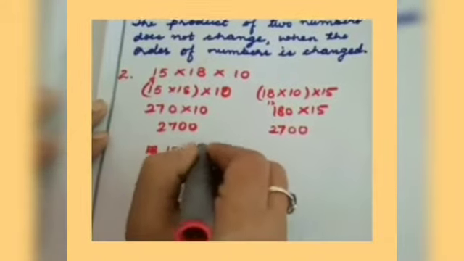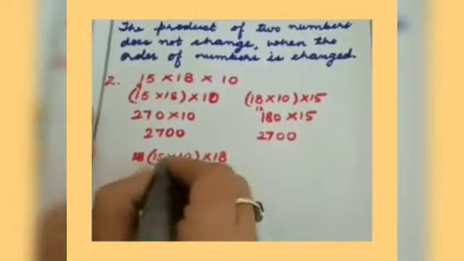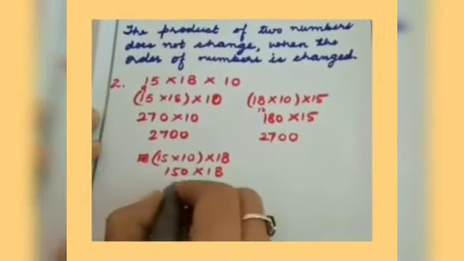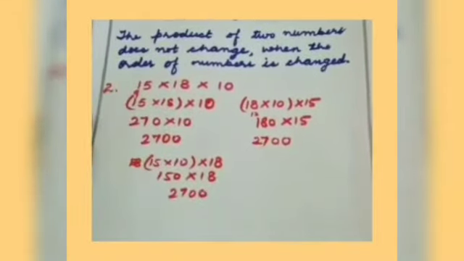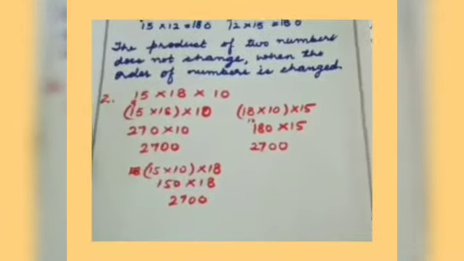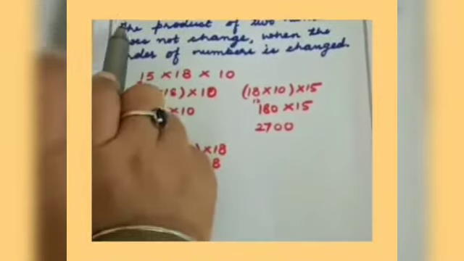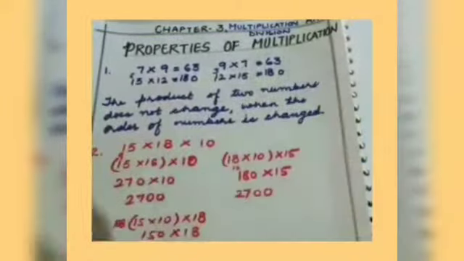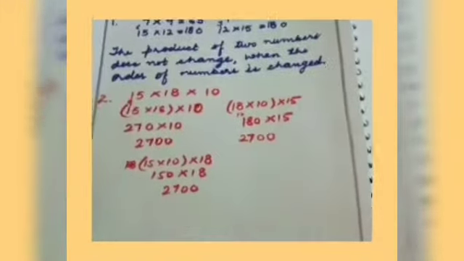Now again in the next form, if I multiply 15 by 10 first and then the product to be multiplied by 18, 15 tens are 150 and then I multiply by 18. Again the product will be 2700. Now here you can see that whatever group I may form first and then multiply by the third number, every time the product is the same. As we had done here, that the product of 2 numbers does not change. Similarly, the product of 3 numbers also does not change when the grouping of the numbers is changed.